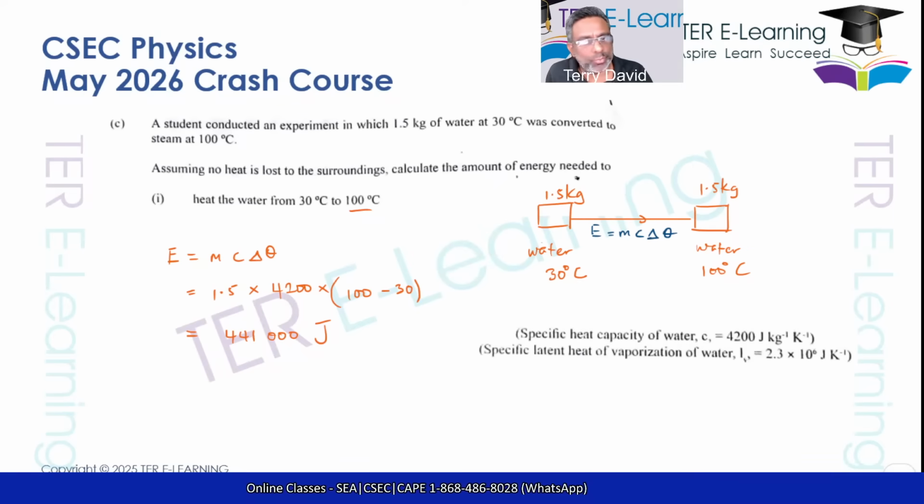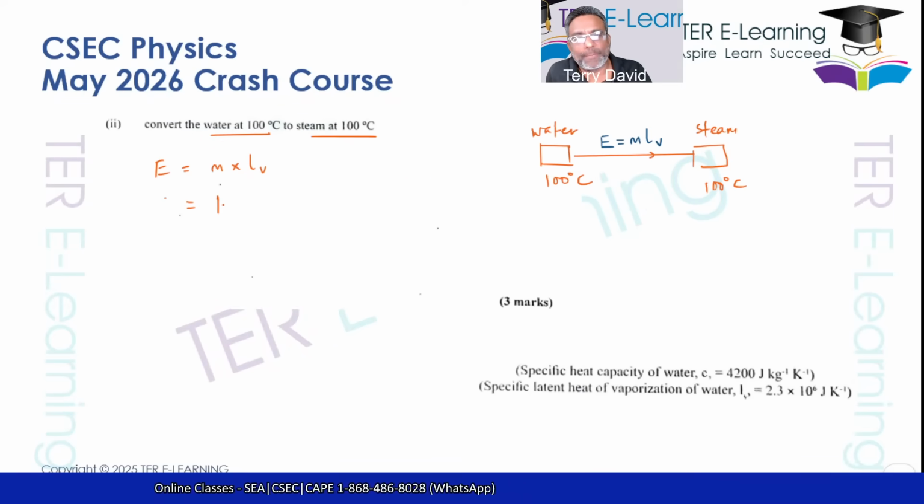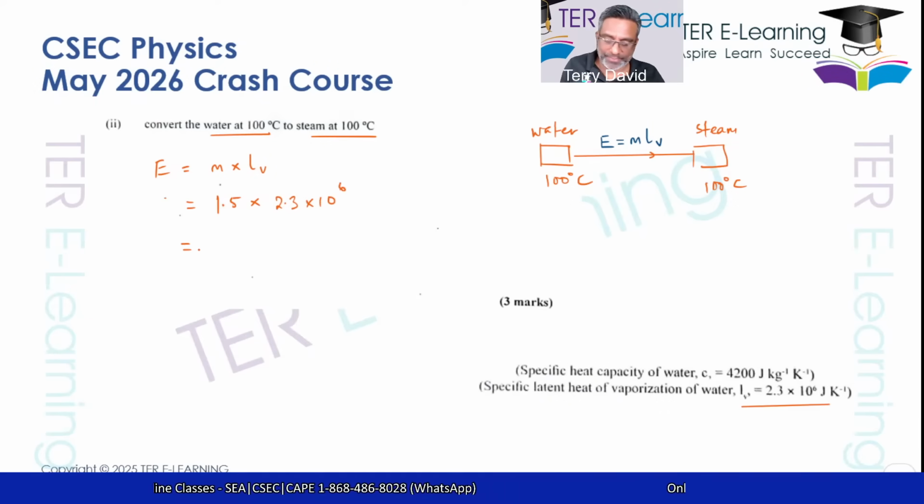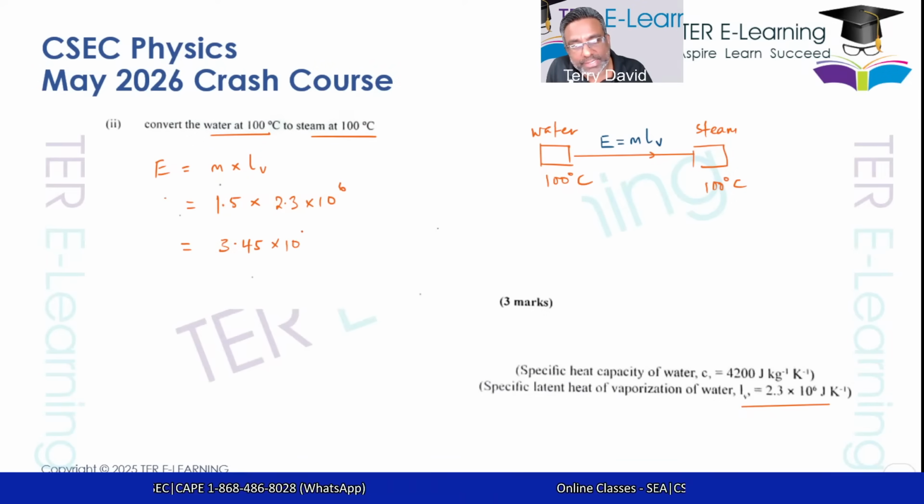I think the mass was what? 1.5. Yeah, 1.5 multiplied by Lv. And Lv in this case here, they gave us that in the question right here: 2.3 by 10 to the 6. So in this case here, that is going to be... right. And we could write this one in standard form here if you want. That's 3.45 by 10 to the 6 joules.